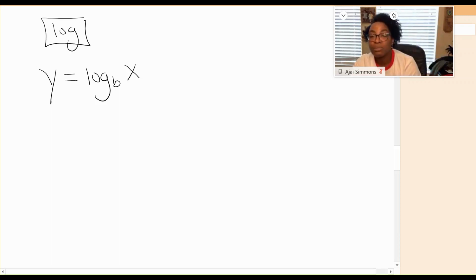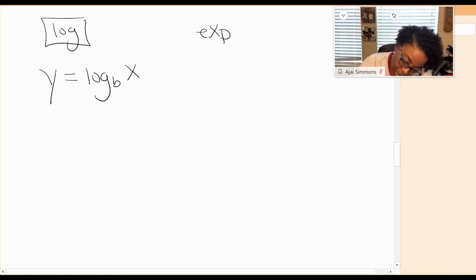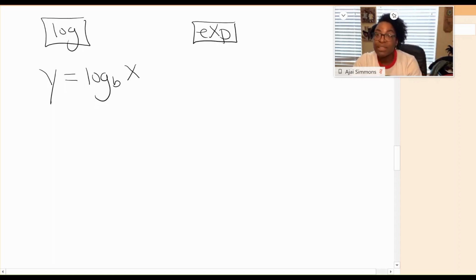There are some problems that are going to ask you to take log notation and change it to exponential notation. If I want to take this problem that's in log notation and change it to exponential notation, I want you to listen real quick. So I have y is equal to log base b of x. Exponential notation is going to start with the base. The base is b. And you see how b is with x? Those are going to switch now.